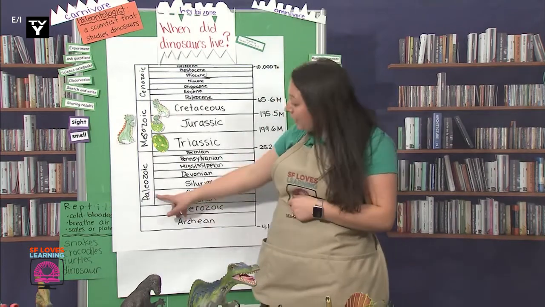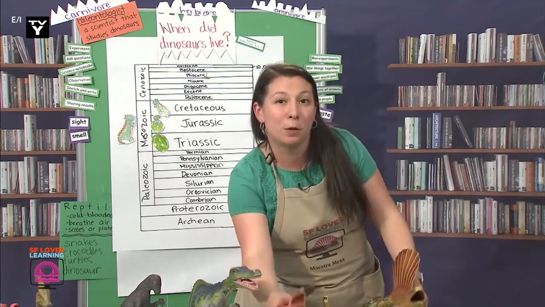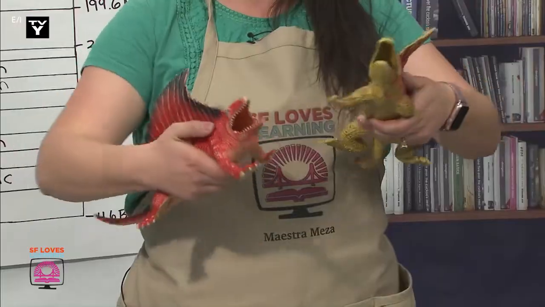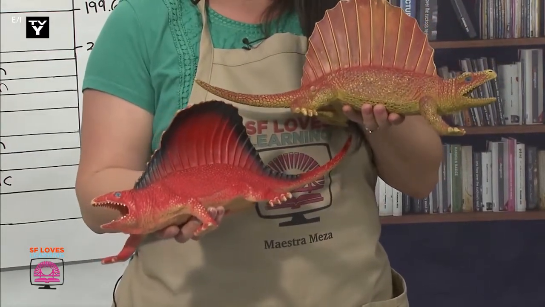In the Paleozoic period, there were some mammals that were also reptiles that looked a lot like dinosaurs. They just had slightly different bodies, and their bodies also worked a little differently.